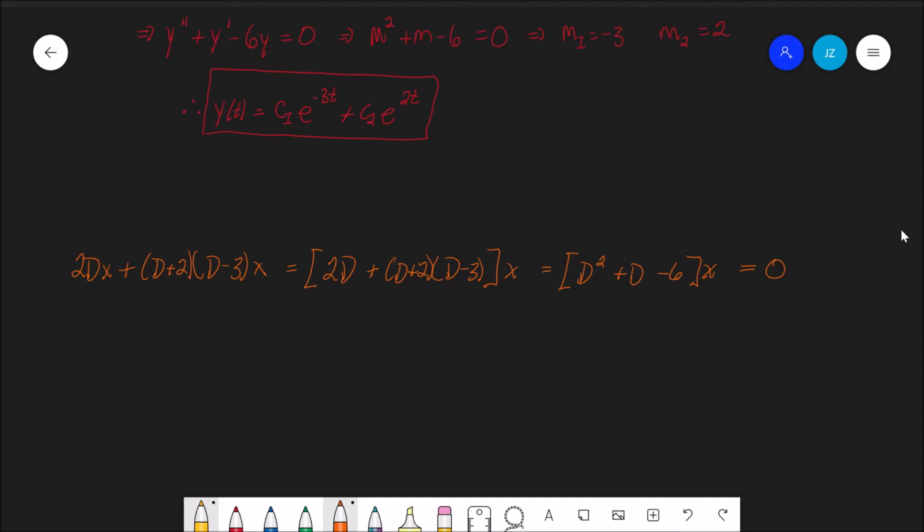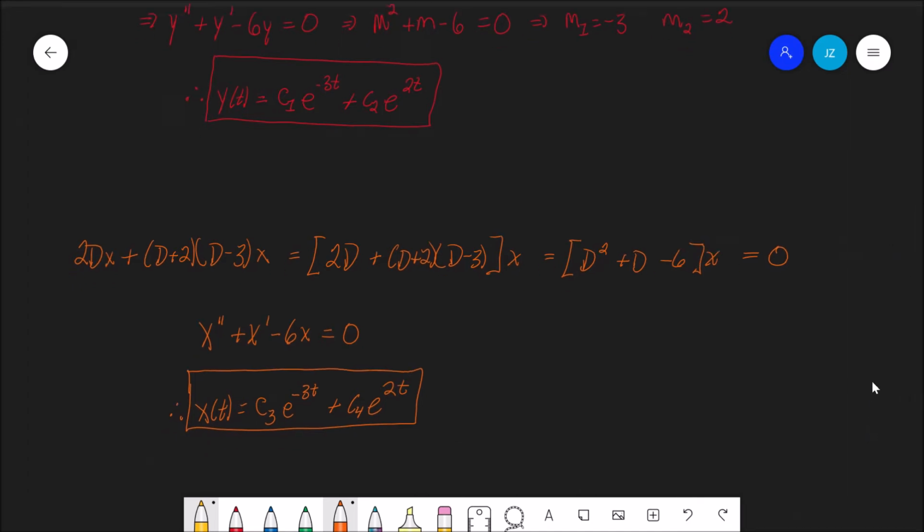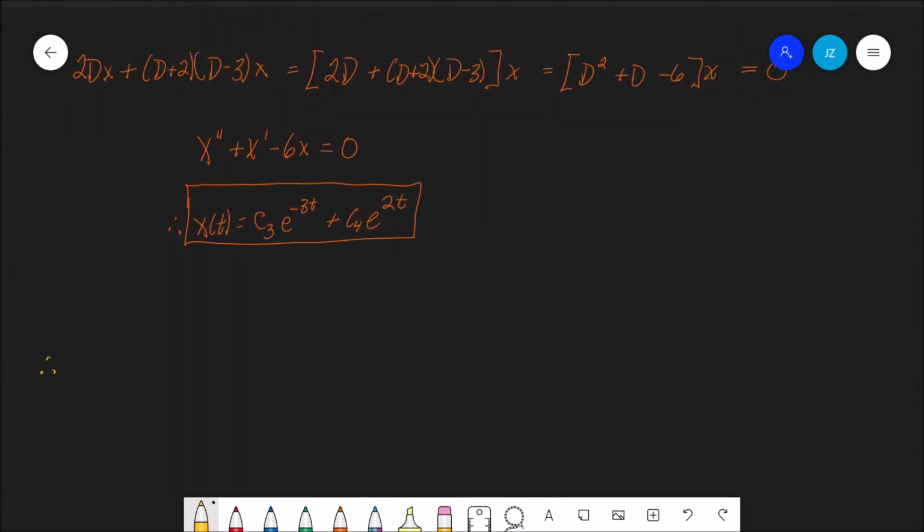Putting this in standard form, we get x double prime plus x prime minus 6x is equal to 0. This is going to wind up giving us the exact same solution form. So x of t will equal c3 e to the negative 3t plus c4 e to the 2t. Therefore, our solution, which I'll represent as C of t, is going to be (x of t, y of t), so (c3 e to the negative 3t plus c4 e to the 2t, c1 e to the negative 3t plus c2 e to the 2t). And this is our solution.